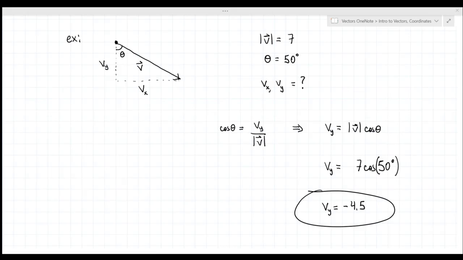Yeah, and there's no need to use radians. In physics, you usually work in degrees. In mathematics, they seem to prefer radians, though. But it doesn't matter which one that you use.